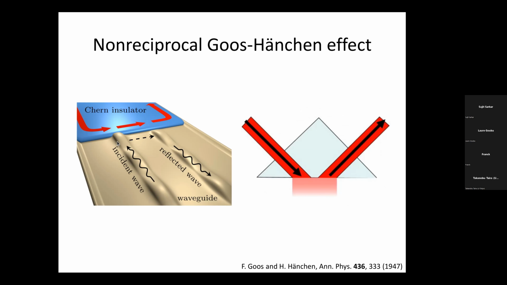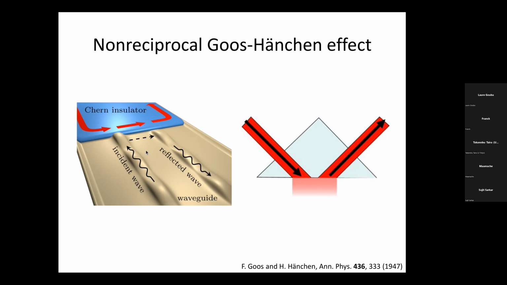So this lateral shift is something that is known from optics. This is called the Goos-Hänchen effect. This was discovered by Goos and Hänchen in this old paper. And in optics, the Goos-Hänchen effect means that the incident and reflected wave are shifted laterally. So you can see here in this cartoon, there's a lateral shift between the incoming beam and the reflected beam. So this is very similar to the lateral shift that we have here.